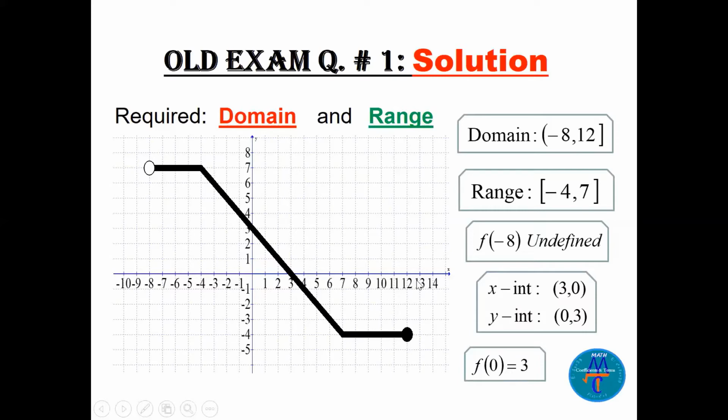Maybe if I ask what is f of 7, look here, 7, we go down until we reach minus 4. So f of 7 will be minus 4.